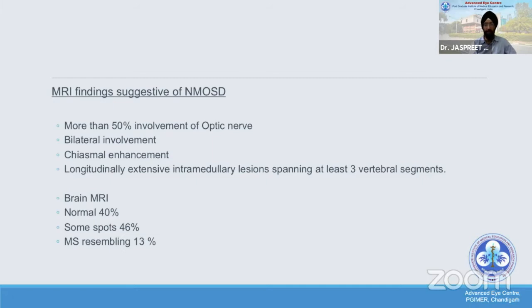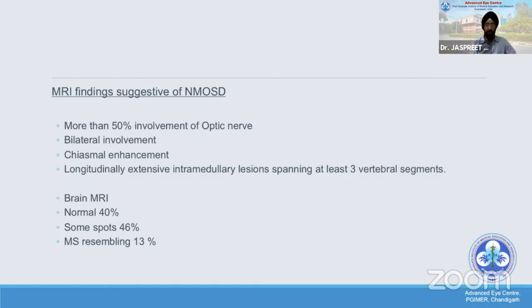As was shown earlier, in typical optic neuritis you usually have involvement of the anterior part of the optic nerve, whereas in these cases there is more than 50% involvement of the optic nerve. There is bilateral involvement. There could be chiasmal involvement as well. And if you see the spine, there are longitudinally extensive intramedullary lesions which span 3 or more vertebral segments. That would definitely favor a diagnosis of NMOSD, whereas with less than that, you would probably still think about an MS type of lesion.